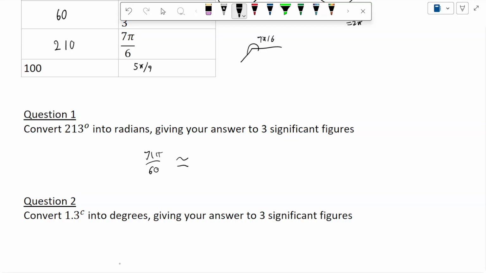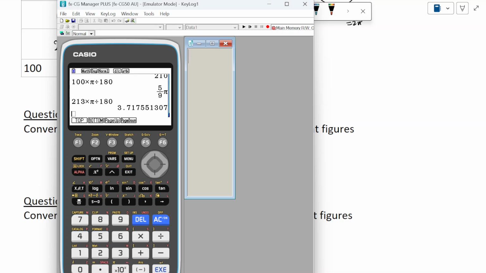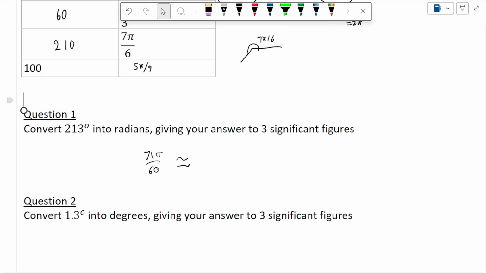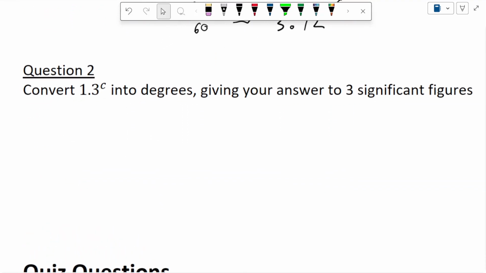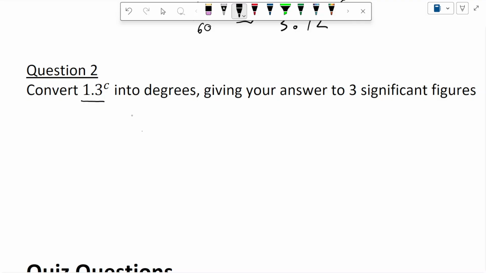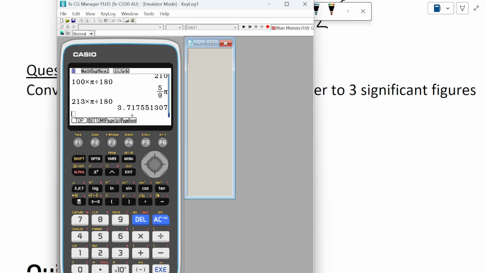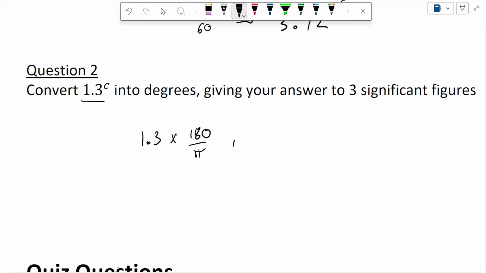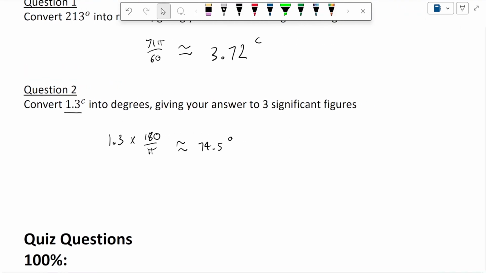Now, usually if it's that nasty, we just go for a decimal approximation. So that's 3.72 radians. Radians has a little c there. All right, 1.3 radians into degrees. So you're going to get 1.3 times 180 over pi, and we'll see what we get there. So 74.5 degrees. Okay, so that's good.